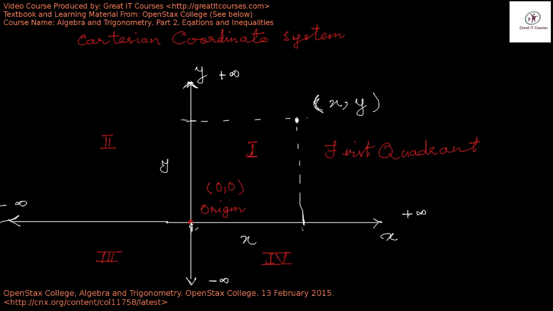From the origin, on the x-axis, when you move to the left, you're basically moving in the negative direction. Again, from the origin, when you move upwards on the y-axis, you're moving in the positive direction. From the origin, when you move downwards on the y-axis, you're moving in the negative direction.